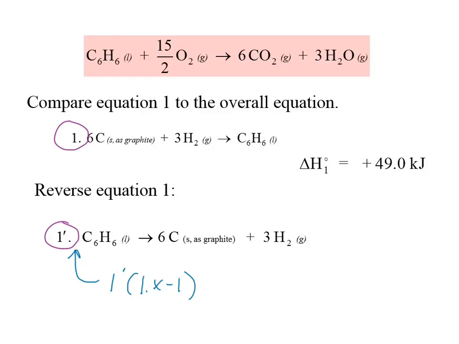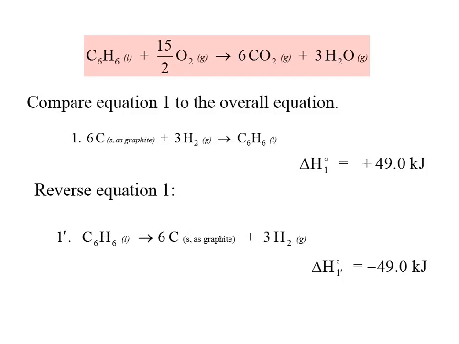Cool. So set that aside. We're going to come back to that one. Now let's look at the second one. Oh, by the way, yes, the enthalpy of this reaction, since we swung it around, is not going to be positive 49.0 kilojoules. It's going to be negative 49.0 kilojoules. Awesome.